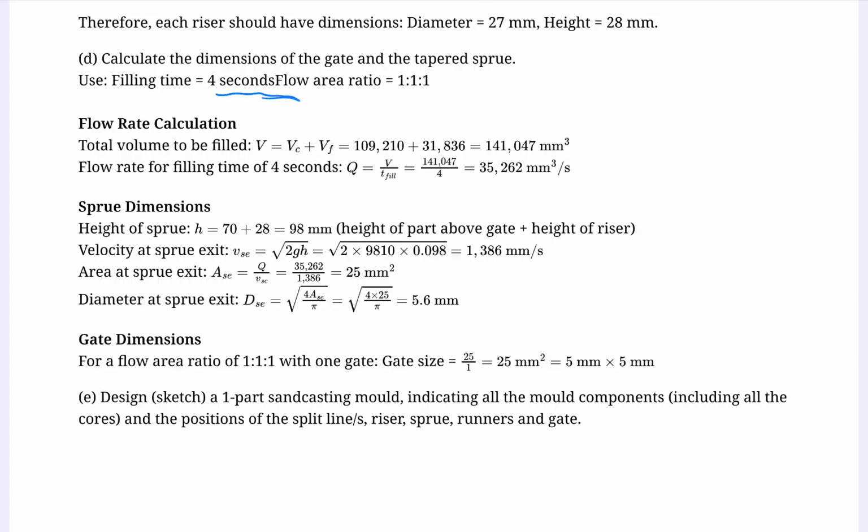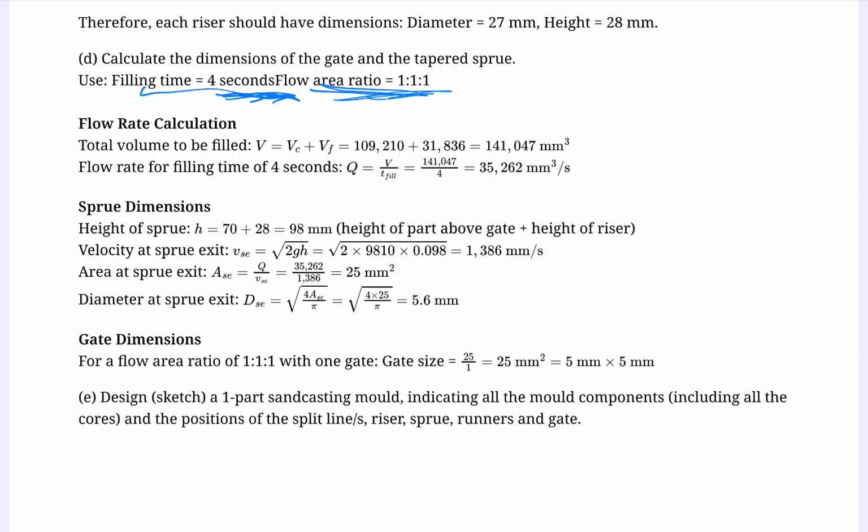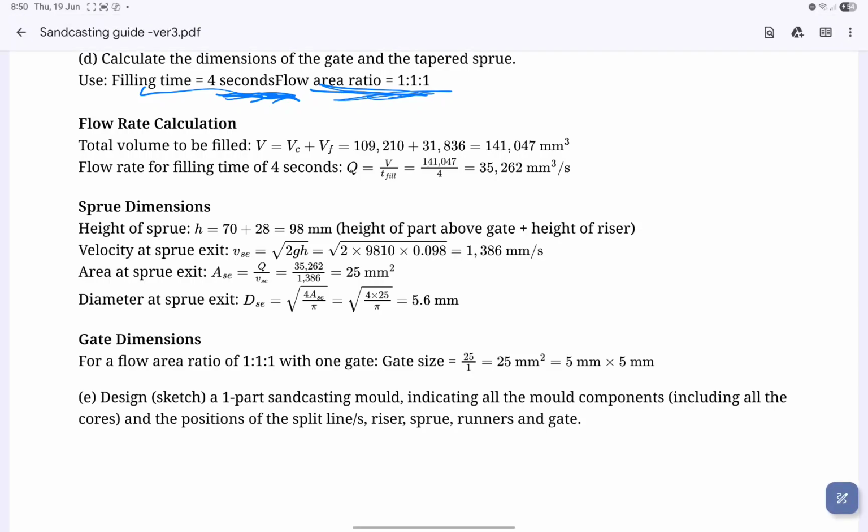I'm just seeing here again, they give you the filling time and the flow area ratio, and then you can just calculate all the other unknowns. So work through these past questions. It'd be very good practice, because this is basically all the ways it can be asked. I'm just going to go through the one last type of calculation they can ask you.